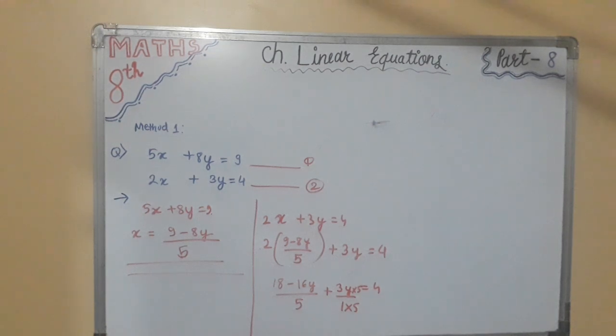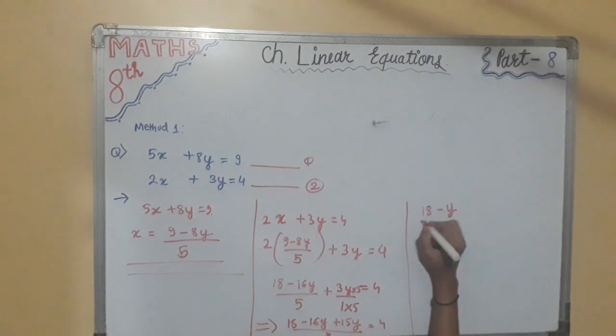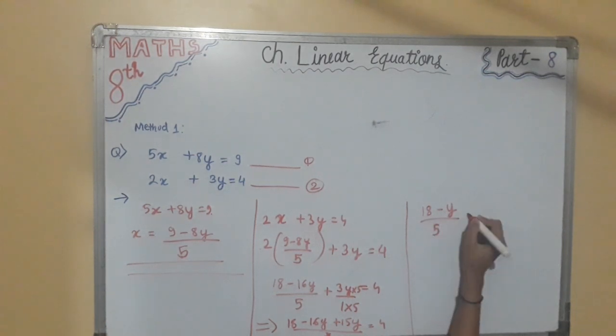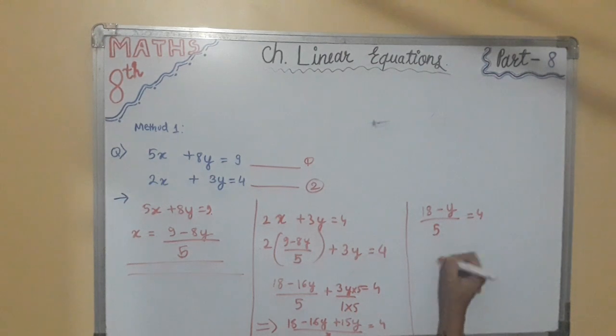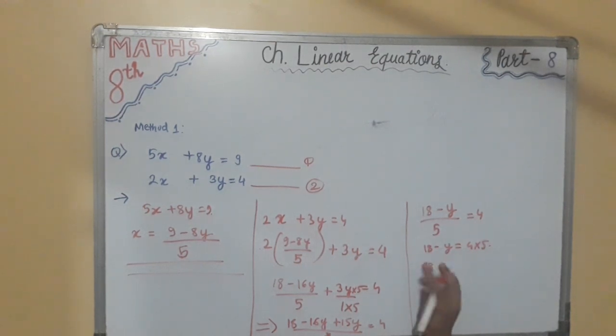We have to take LCM and make the denominators equal. So 18 minus 16y plus 15y upon 5 is equal to 4. So 18 minus plus means minus y upon 5 is equal to 4. This 5 will get transposed. 18 minus y is equal to 4 into 5. Minus y is equal to 20.